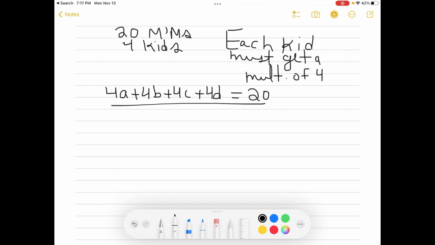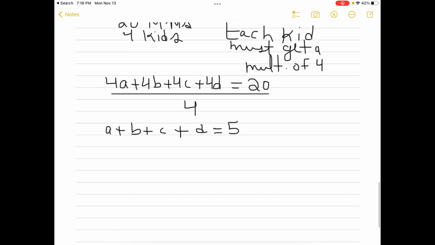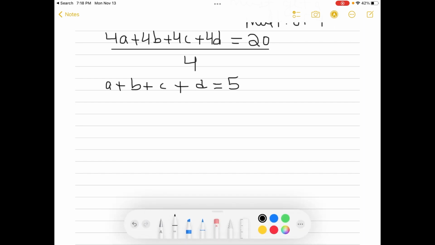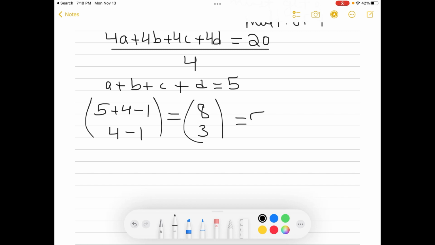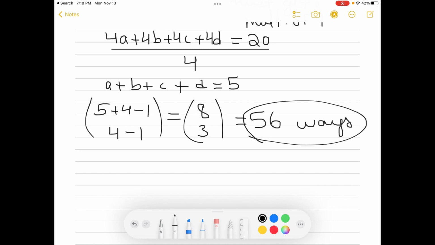Now the most straightforward thing to do here is to divide this whole equation by 4. So you get a plus b plus c plus d is equal to 5. Now, this has become routine by now, I'm sure, for most of you. So we can just plug in our numbers with the stars and bars formula. n is 5. We have 4 groups, or 4 kids in this case. So it will be 5 plus 4 minus 1, choose 4 minus 1. That'll be 8 choose 3, which is 56 ways. And that's the answer to our above example.